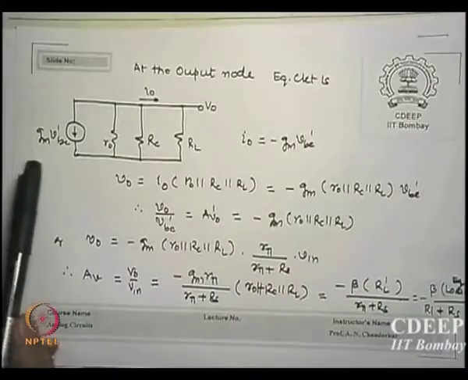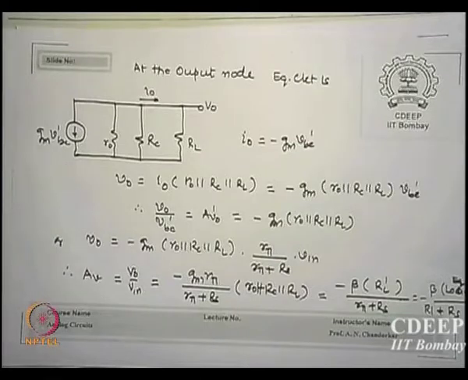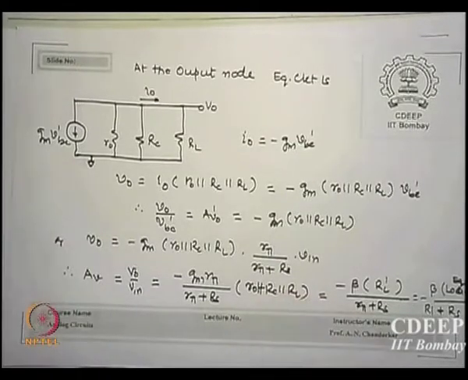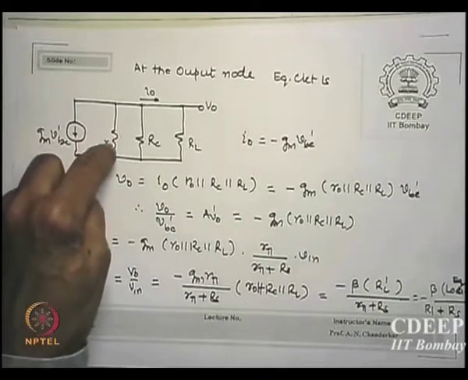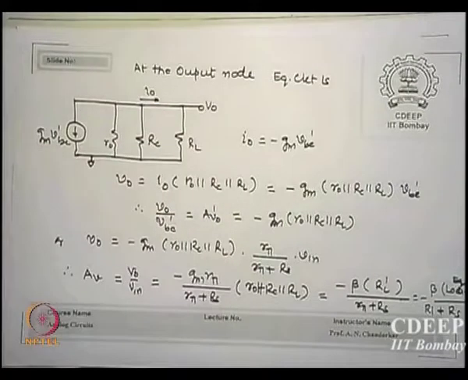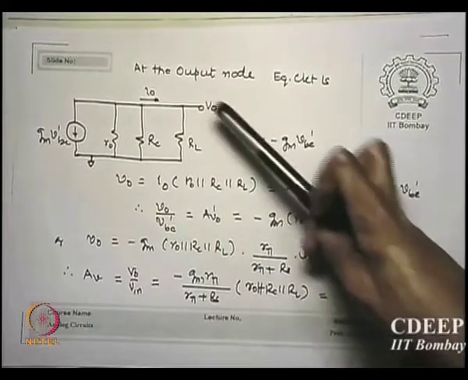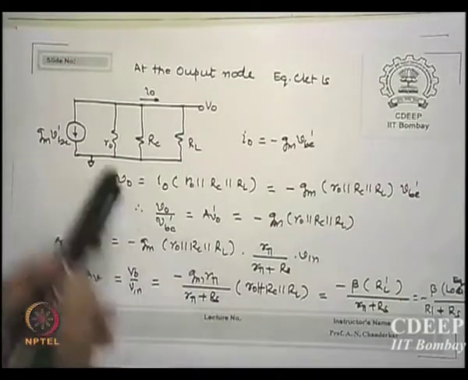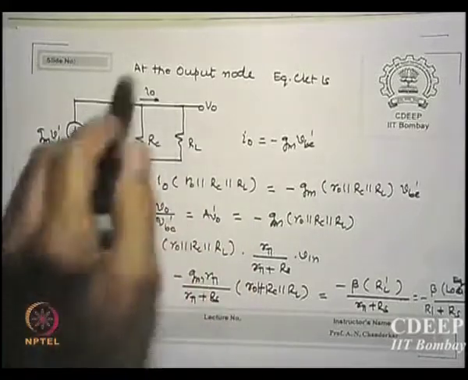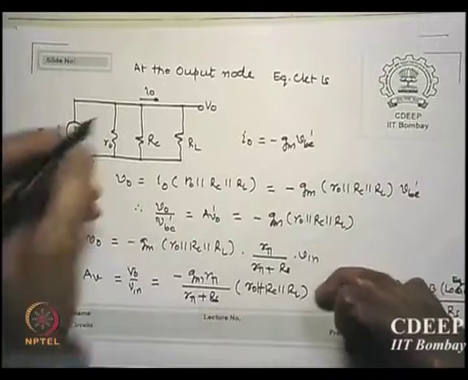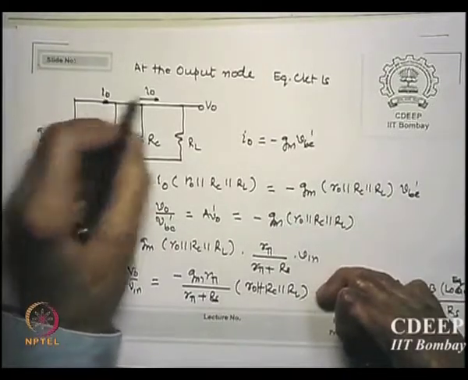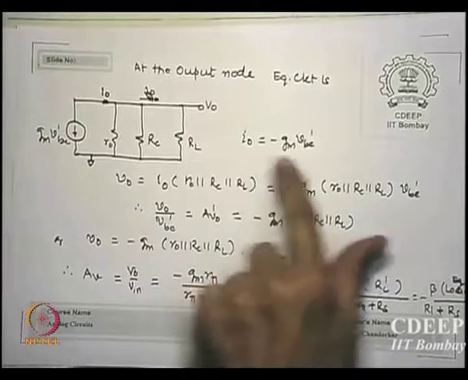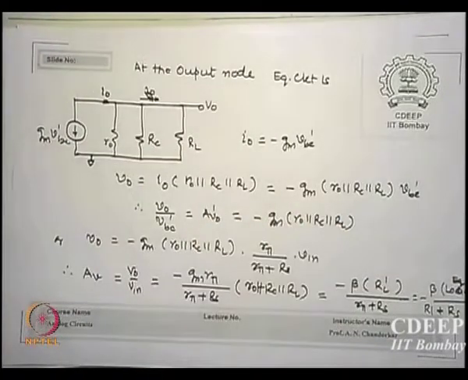Last part we finish now. On the output side you have a current source, of course this is also grounded because the emitter is grounded. gm VB dash is the current source, R0, RC, RL are the three resistances in parallel, and the output is V0. I0 is the current entering here, so I0 is minus gm VB dash.